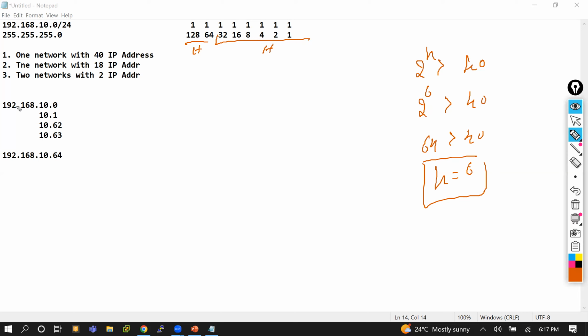Okay, so now 192.168.10.0. 64 will be the next. Why? Because after borrowing, the first value is 64. That will be the next network ID. 63 is the broadcast ID. 62 is the last valid IP address. Now what will be the slash notation here? Slash 26. The subnet mask is 255.255.255.192, because 24 is the default and we are borrowing 2 bits, so 26. 128 plus 64 is 192. We got it.